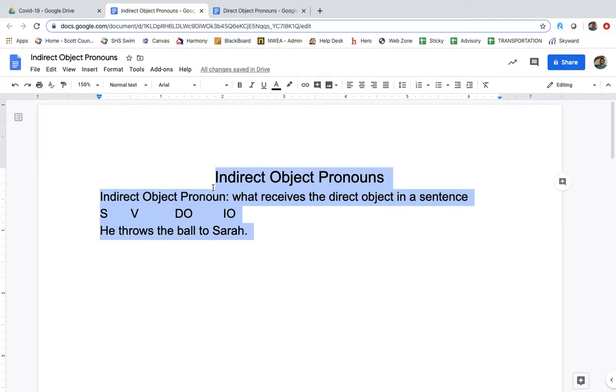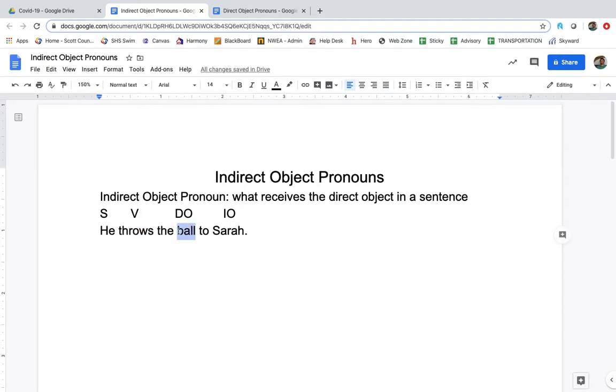Today's focus is on indirect object pronouns. An indirect object pronoun is what receives the direct object in a sentence. So if we have this sentence here, he throws the ball to Sarah. He would be the subject doing the action. Throws is the action, so the verb. What does he throw? He throws the ball.